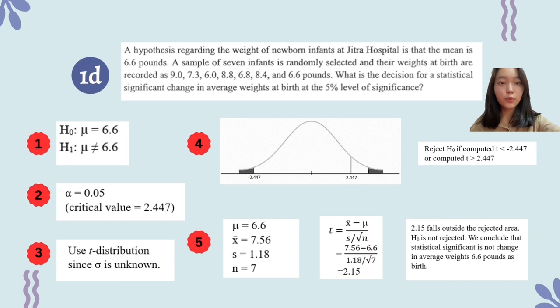As we know, mu is 6.6, x bar is 7.56, s is 1.18, and n is equal to 7. Then we substitute into the formula, and we get 2.15. 2.15 falls outside the rejection area. H0 is not rejected. We conclude that the statistical significance is not changed in average weight of 6.6 pounds at birth.